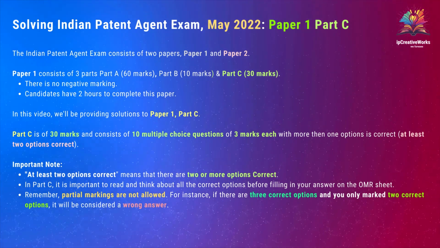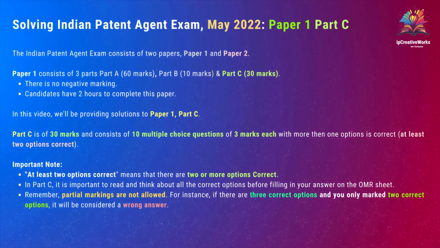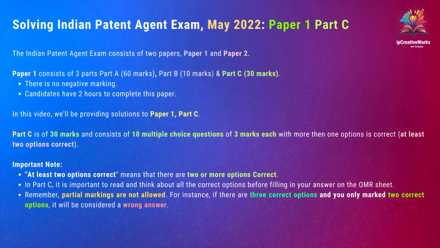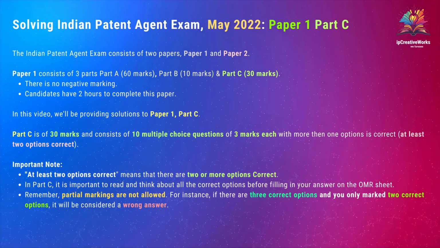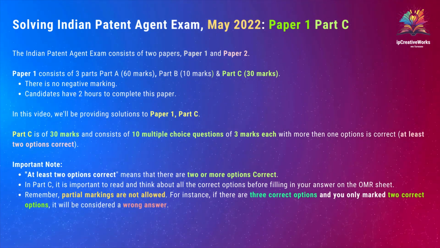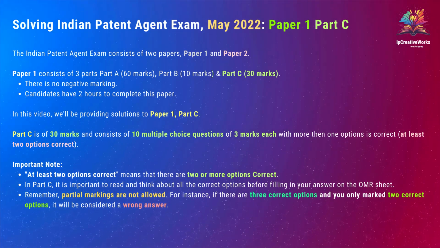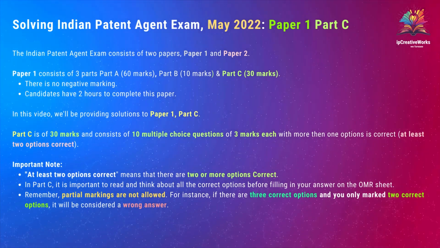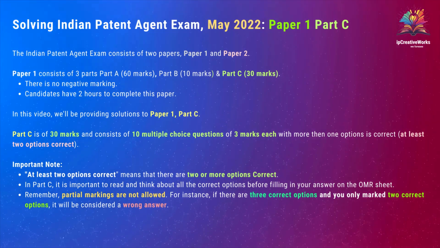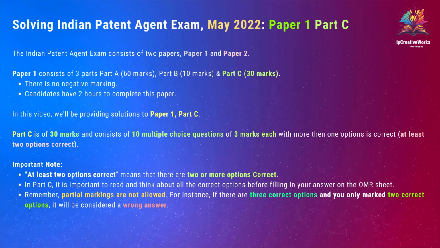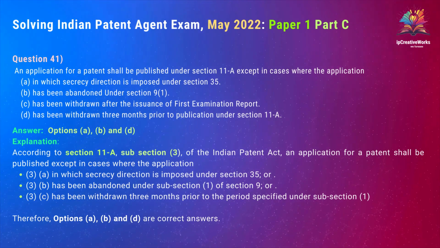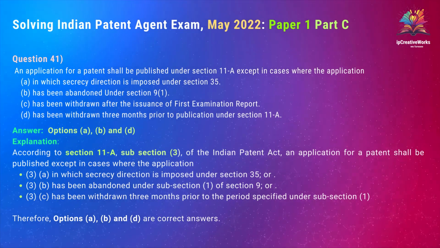Part C is of 30 marks and consists of 10 multiple-choice questions of 3 marks each where more than one option is correct, at least 2 options correct. Important note: at least 2 options correct means that there are 2 or more options correct. In Part C, it is important to read and think about all the correct options before filling in your answer on the OMR sheet. Remember, partial markings are not allowed. For instance, if there are 3 correct options and you only mark 2 correct options, it will be considered a wrong answer.